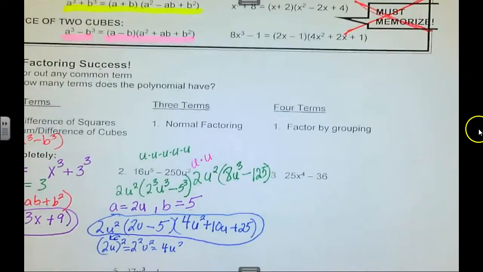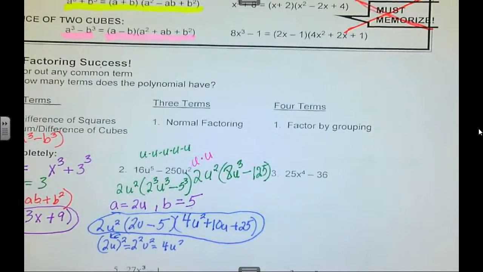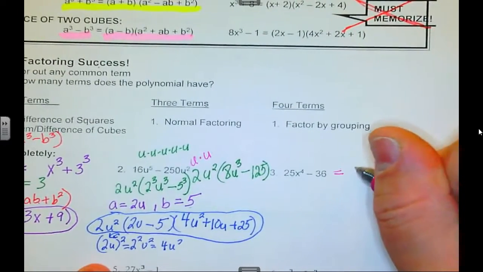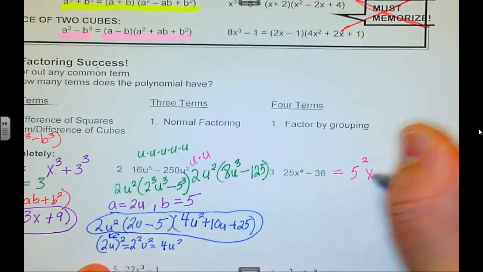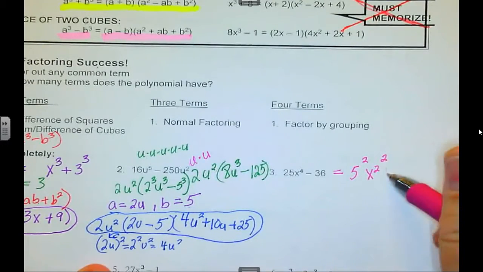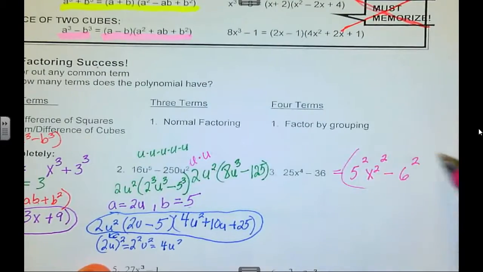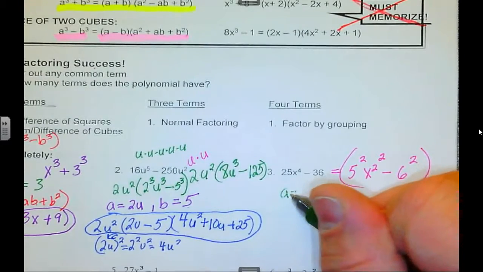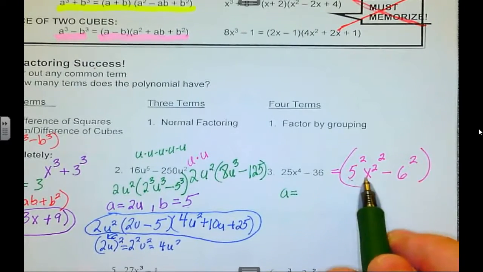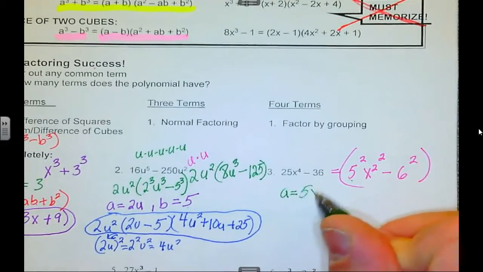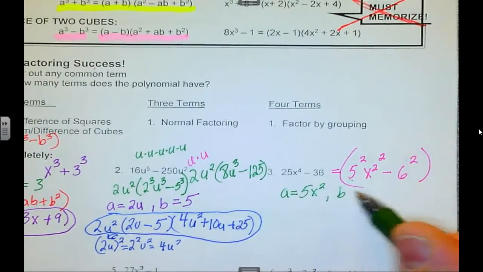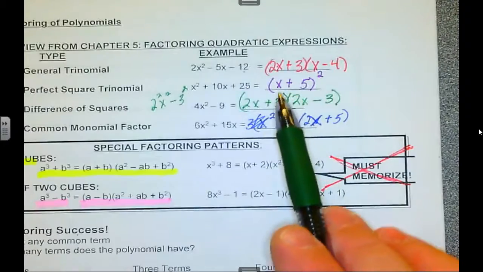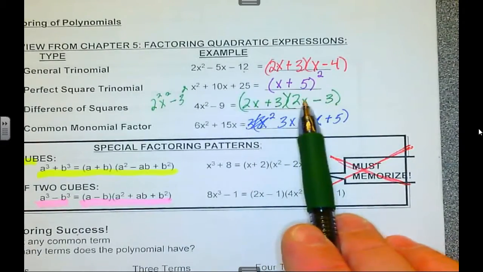That's right. I have a difference of squares. I could rewrite this as 5 squared x squared squared minus 6 squared. Let's see, my A is going to be 5x squared, my B is going to be 6. This is a difference of squares. My difference of squares is going to be A plus B, A minus B.